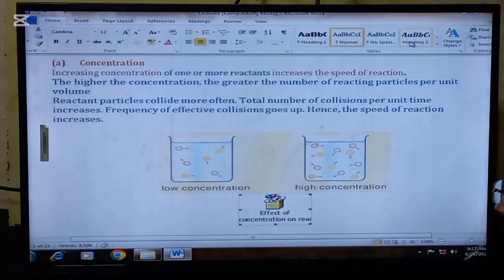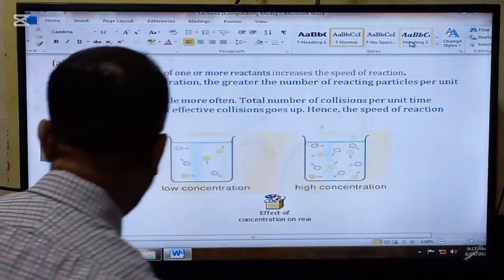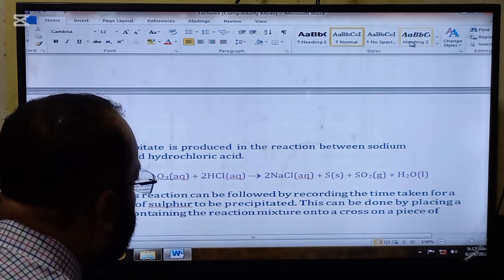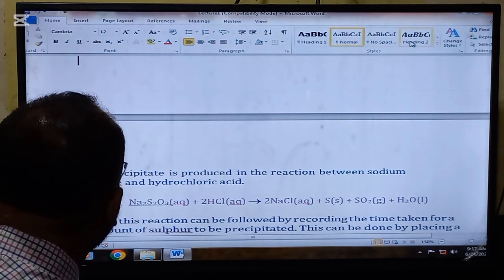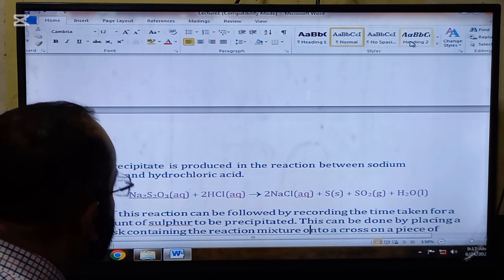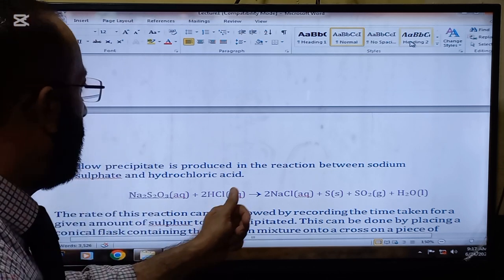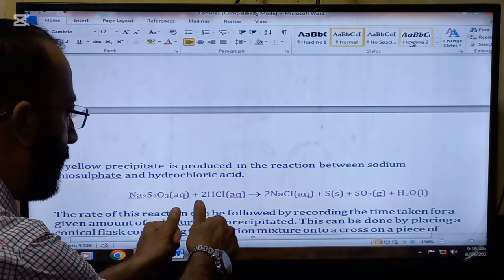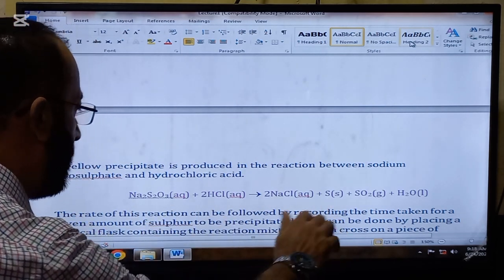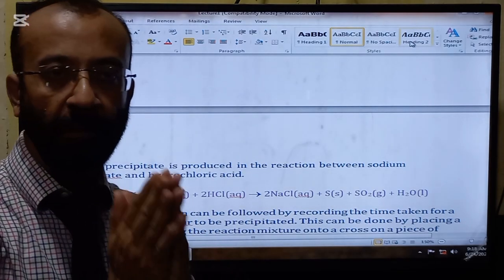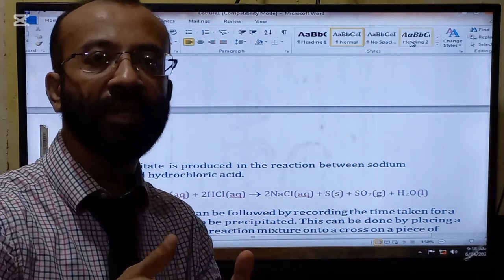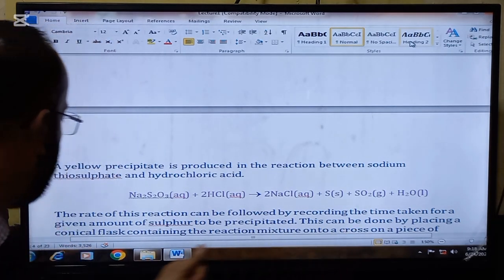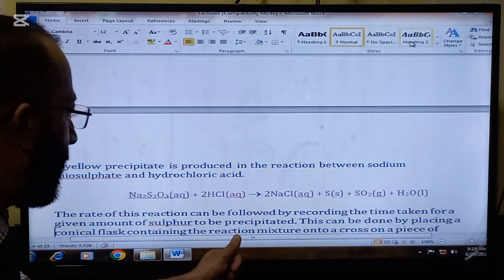Okay, moving ahead, a yellow precipitate, because when you add sodium thiosulfate and HCl in the flask, a yellow precipitate is produced in the reaction between sodium thiosulfate and hydrochloric acid. These two reactants are going to react. So sulfur will be produced, which will be responsible for making the solution obscured. So the rate of this reaction can be followed by recording the time taken for a given amount of the sulfur to be precipitated.